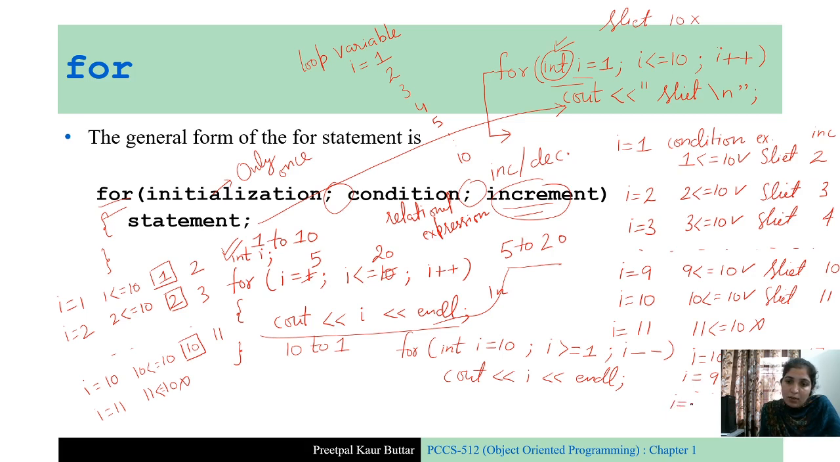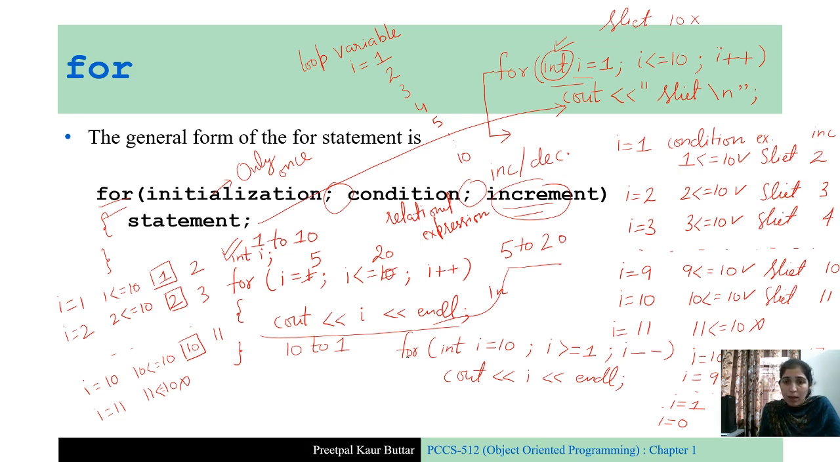Then suppose i equal to 1. 1 is greater than equal to 1. Yes, true. So 1 will be printed. Now i minus minus, the new value of i will become 0. So when i is 0, then 0 greater than equal to 1 is false. So here the condition is false. So after printing the values from 10 to 9 to 1, the for loop will stop.